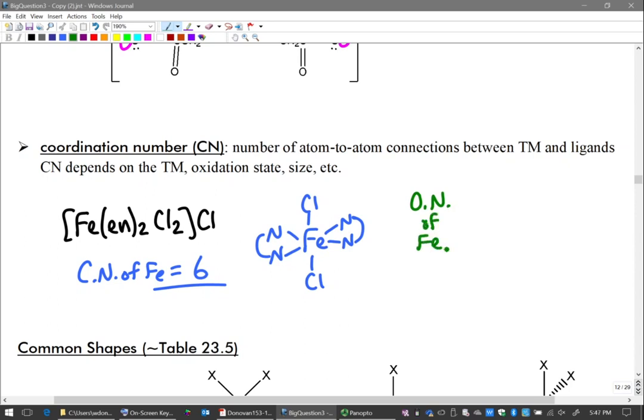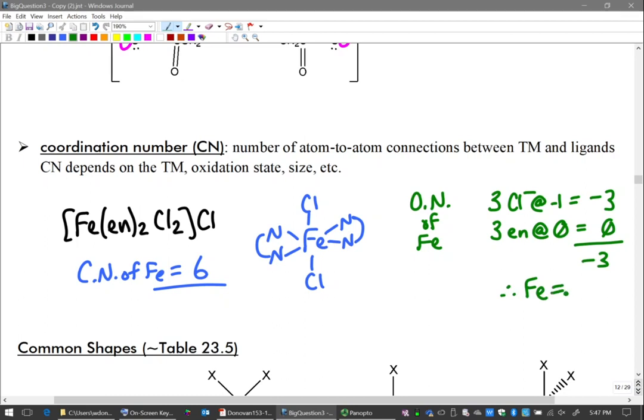How are we going to get that? It's a little easier in a way. For that, it doesn't matter what's a ligand, what's a counterion, just add up all of the charges. So I have 3 chlorides at -1 apiece. They total -3. 2 of them are ligands, one's a counterion, but they're each -1. So there's 3 of them total, for a total of -3. And the ethylene diamines are neutral. So that's a total of -3. Therefore, the iron must be +3.